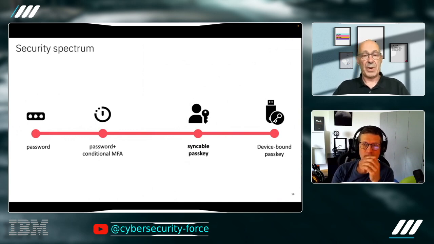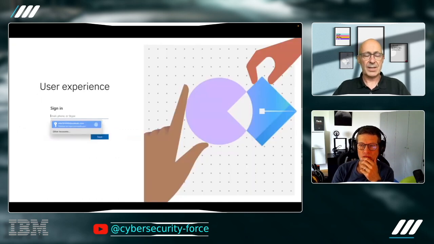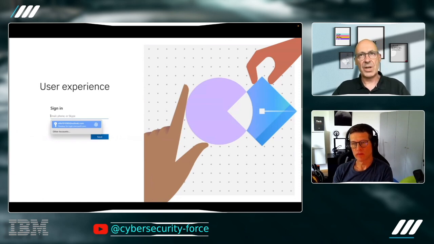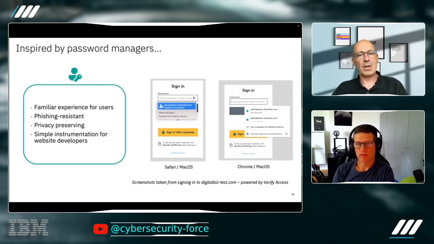So that's the security spectrum. Let's talk about the user experience then. I think we've already seen what's happening on the level of user experience. Because the key is discoverable, it will prompt you if there's a key available. So again, this looks very similar to what we're used to with passwords.